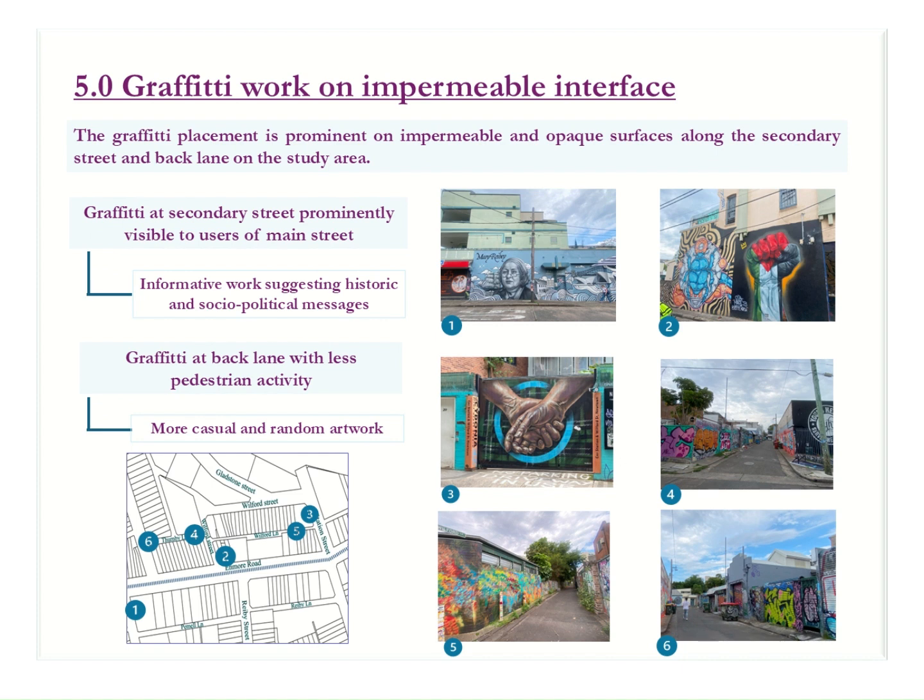This slide shows the placement of graffiti in the study area. These graffiti works are primarily found on impermeable and direct opaque interfaces. While graffiti can be seen throughout the streets of Newtown and Enmore, a quick observation reveals some patterns in its placement. The graffiti on the secondary streets, which are more visible from the primary streets, appear to be informative, often conveying historical and socio-political messages, as shown in images 1, 2, and 3. In contrast, the graffiti on the back lanes tends to be more casual and random.